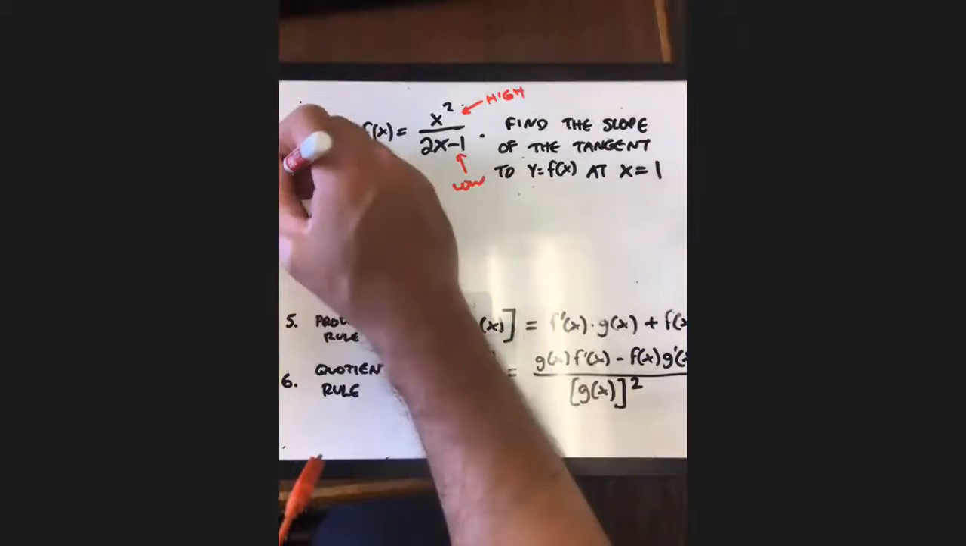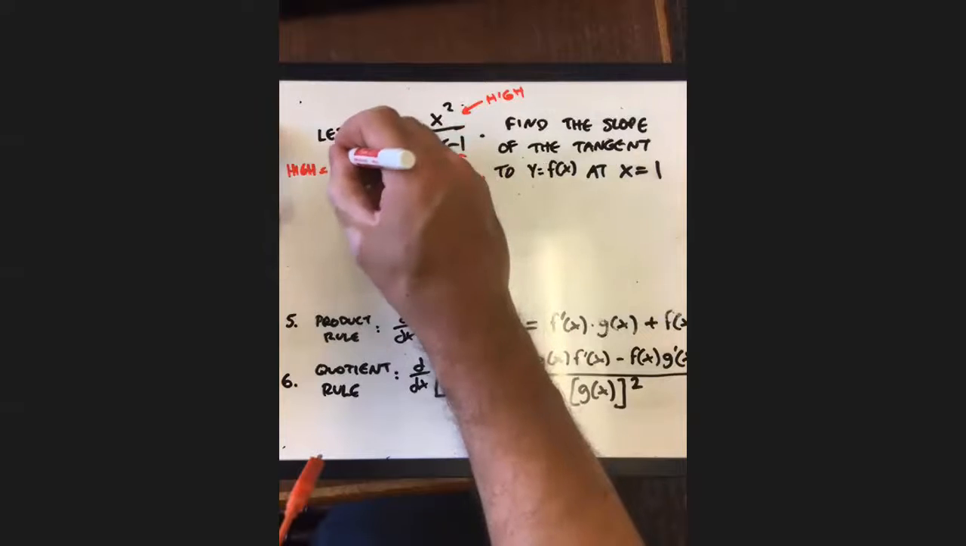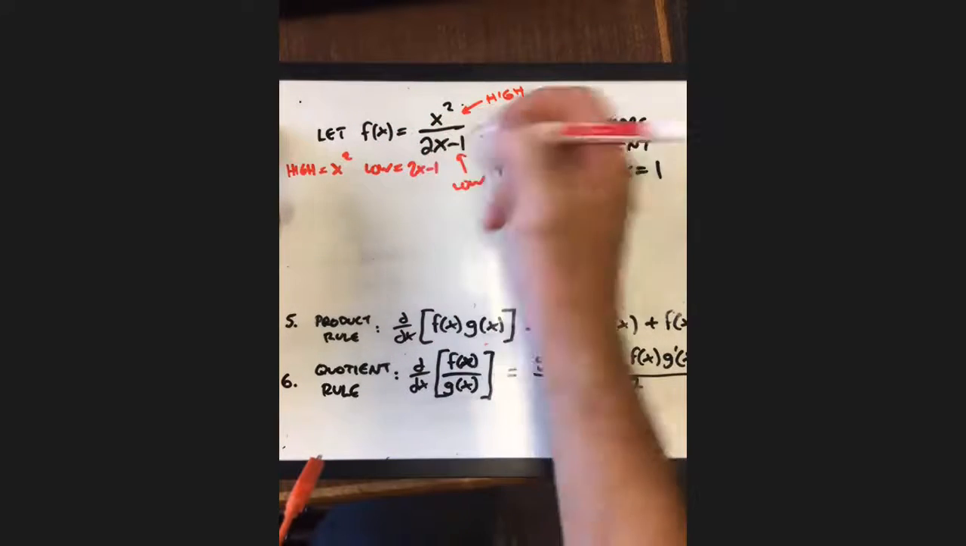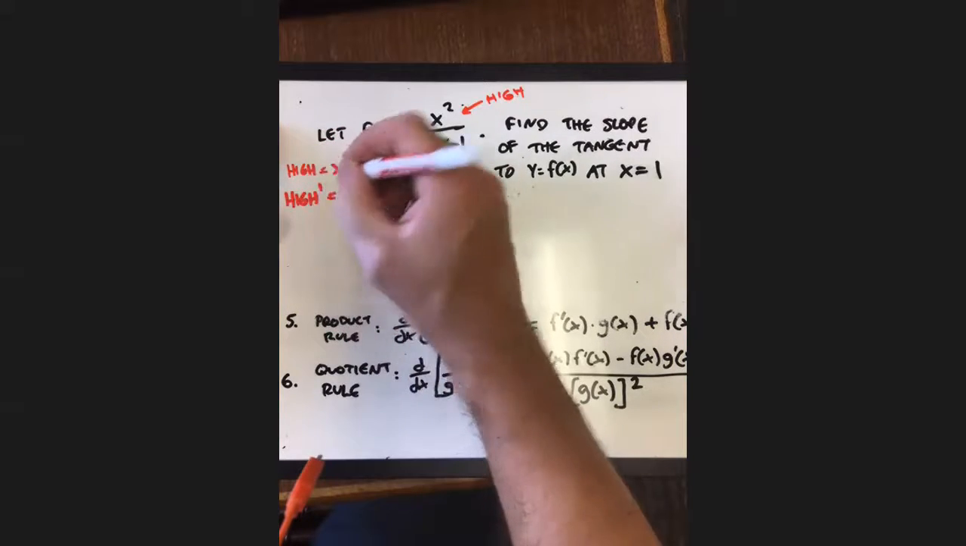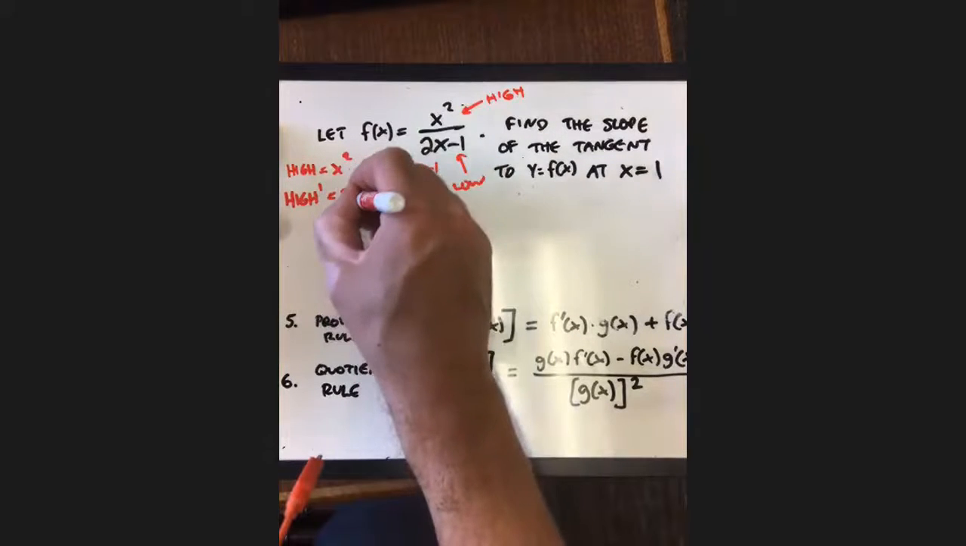So, okay, what do I have here? High is x squared, low is 2x minus 1. Okay, well, then what would be the derivative of the higher function? What would d high be, or high prime? Well, if the upper function is x squared, then its derivative is 2x.